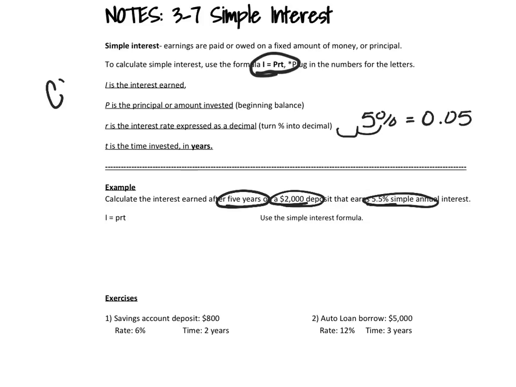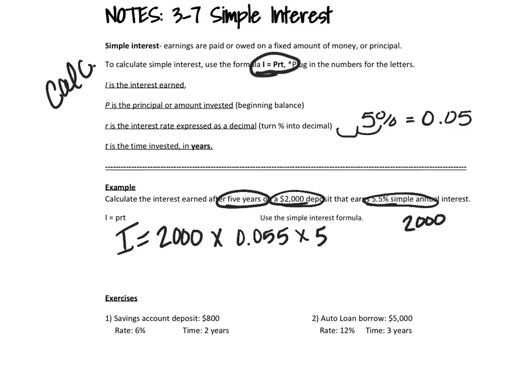So you can grab a calculator for this. Your interest would be your principal, which is $2,000, times your rate, which is 0.055, times your time in years, which was 5 years. Okay, so I would multiply the simplest thing first, and I don't have a calculator right here with me, so I'm going to have to actually do the math.